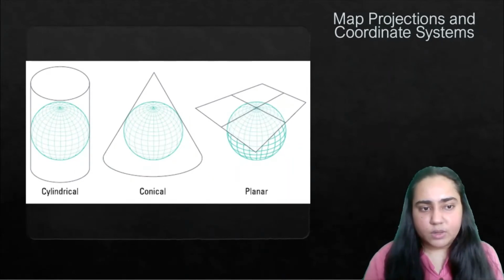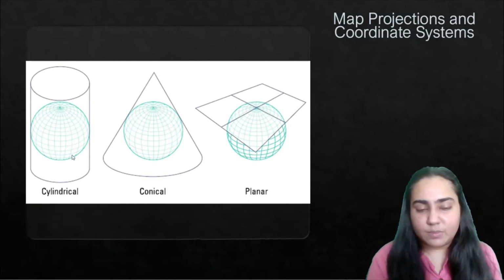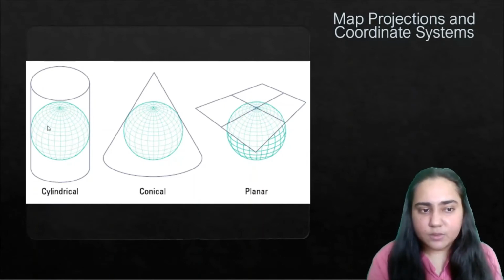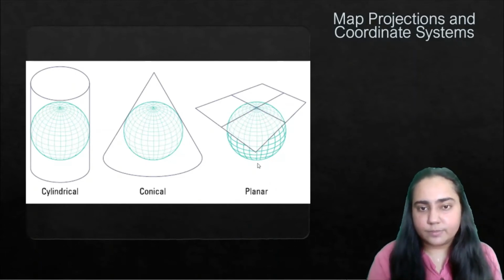So this is just an example of what it looks like. If you have cylindrical surfaces, this is what it looks like. I mentioned that in map projections earlier, and you have three types: cylindrical, conical, planar. So this is what it looks like. You can see how the round surface of the Earth is fitted inside.